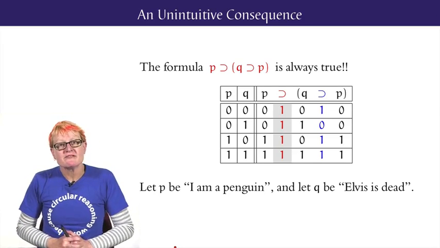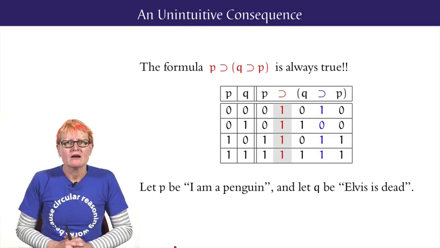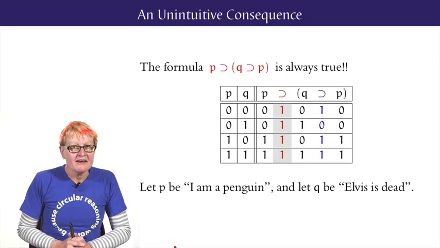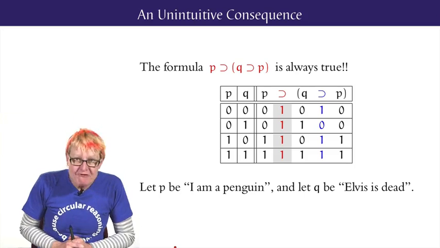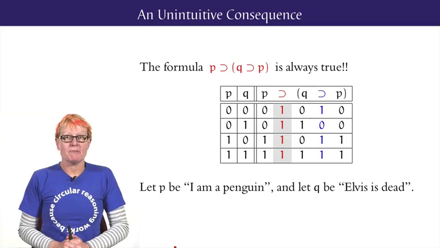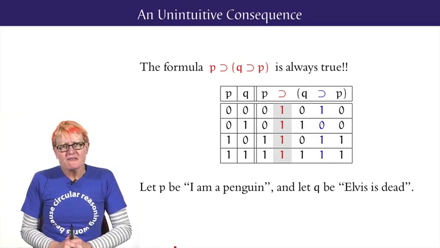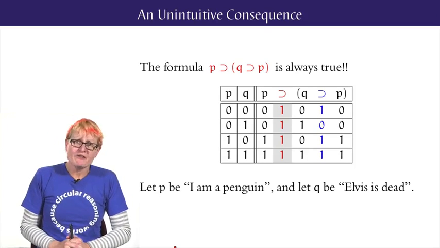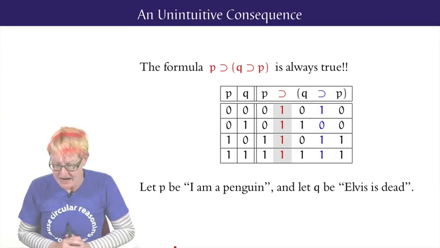The classical semantics of the material conditional can lead to some unintended consequences. For example, formulas of the form if P then, if Q then P, are always true in every row of the truth table. Now let P be I am a penguin, and let Q be Elvis is dead. Then the following sentence is always true. If I am a penguin, then if Elvis is dead, then I am a penguin. Yes, it does seem a bit strange.